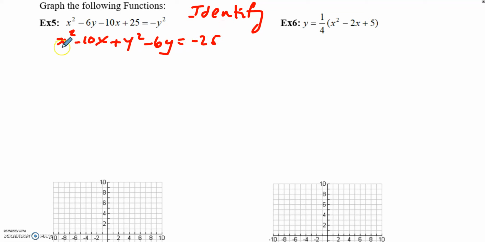If I take a look at the x squared and the y squared term, I notice both of them have a lead coefficient of 1, and they're both the same sign or both positive. So when that happens, even before completing the square, I know that this is a circle. So let me repeat that again. I know this is a circle because both of the squared terms have the same coefficient in front and they have the same sign, both positive.